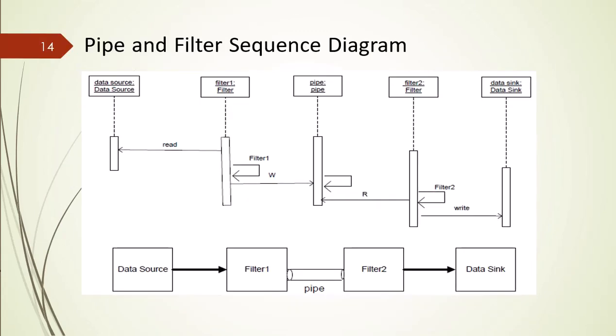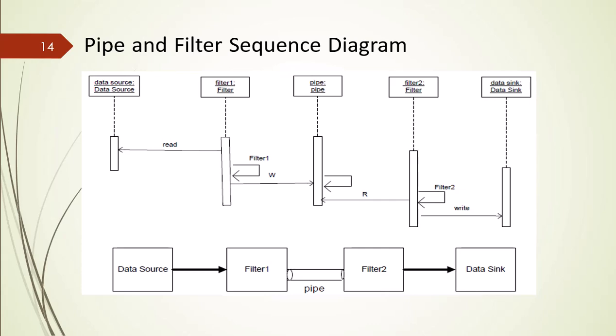Pipe and filter sequence diagram. So, what is a sequence diagram? A sequence diagram shows all the activities among the objects or classes in sequence. It shows how data is processed from one object of a class to another class object in a sequence. So order is necessary in a sequence diagram.